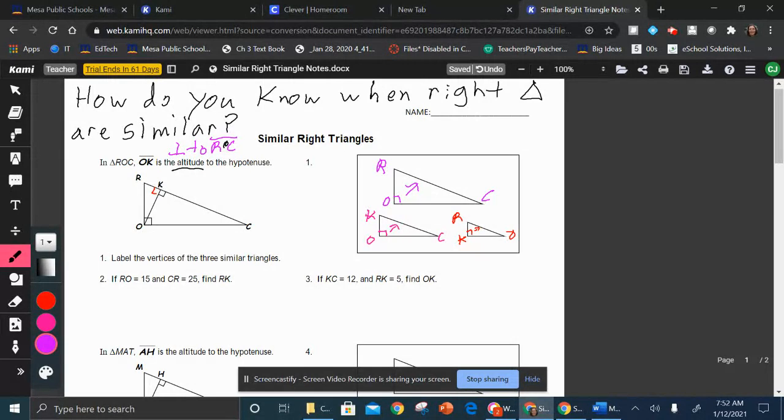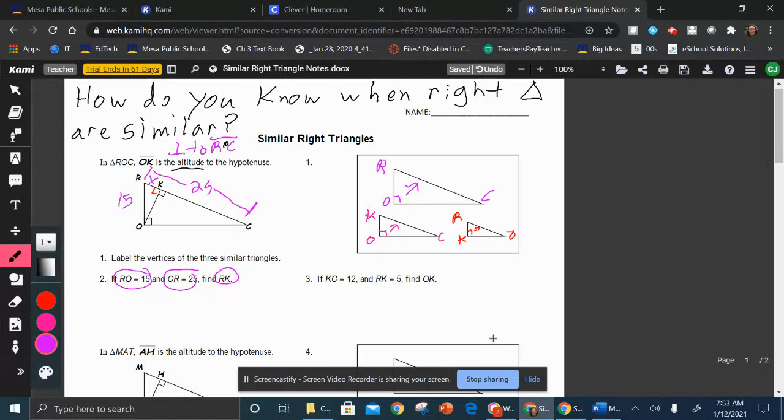It says label the vertices of the similar triangles, so we did that. It says if RO is 15, that's right here, and CR is 25, so CR is this whole length right here. So that length is 25. Find RK. That's the one they want to know.